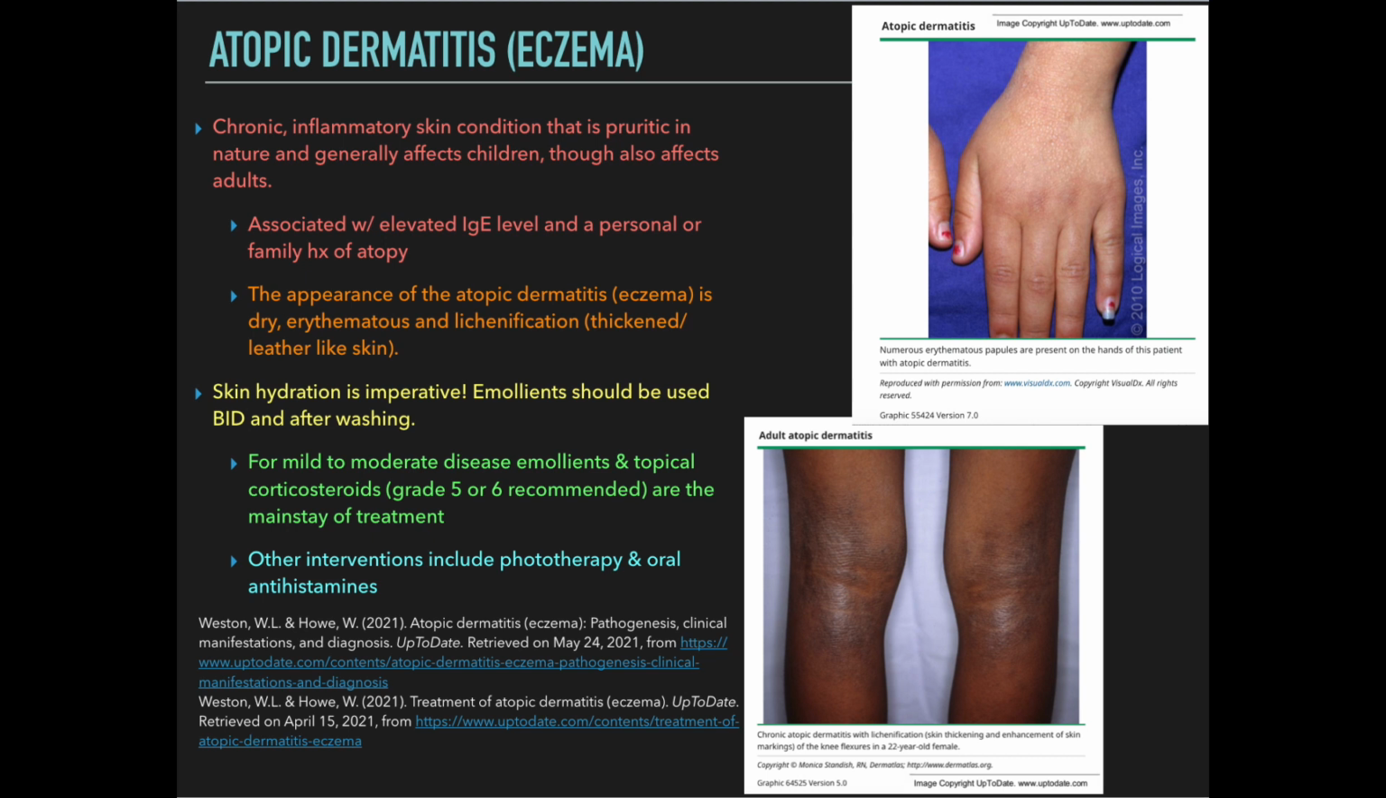Skin hydration for these patients is going to be imperative, and so emollients are going to be actually first line, and those should be used twice a day and then after bathing. For mild to moderate disease, emollients and then topical corticosteroids 5 or 6. Remember, 1 is the strongest corticosteroid, and 5, 6, 7 is the least strong. Other interventions also on top of those corticosteroids and the emollients include things like phototherapy and then oral antihistamines.